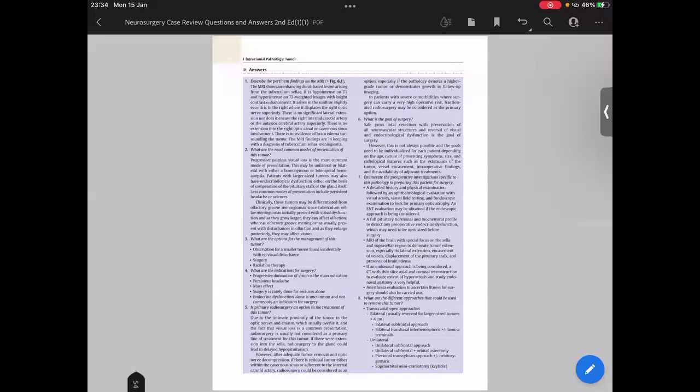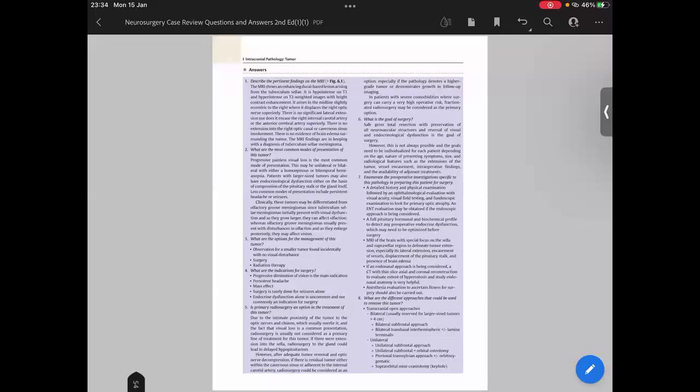Okay, go ahead, please. Okay, so what are the options for management of this tumor? Observation for small tumor found incidentally with no visual disturbance, surgery, and radiation therapy.